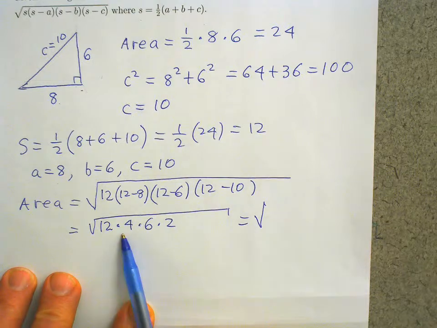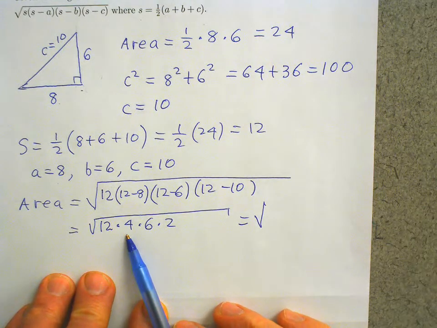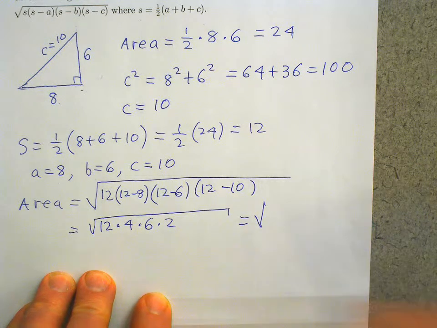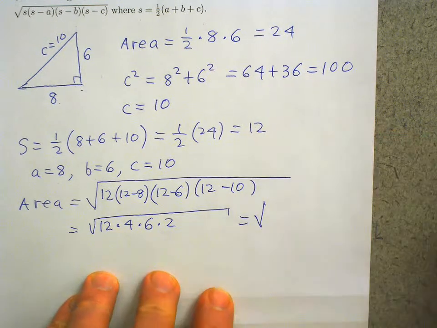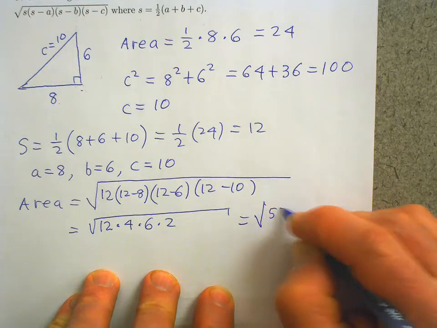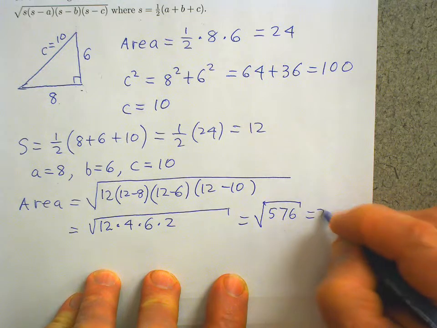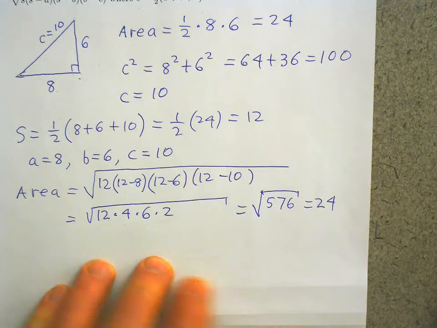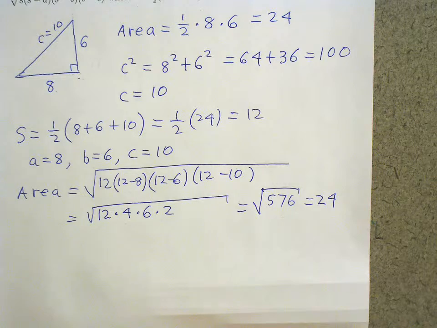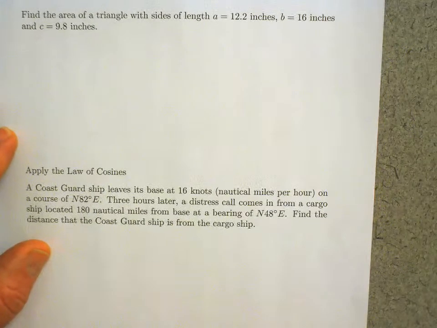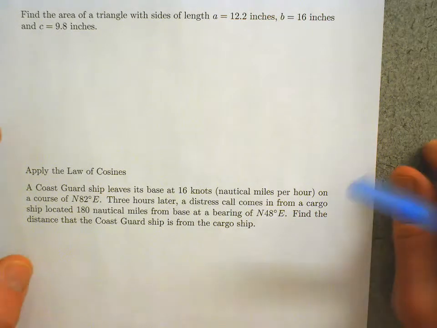And let's see, 12 times 4 is 48. 48 times 12 is 576. And the square root of 576 is 24. So we got the same answer. So maybe this formula is just more of a novelty.